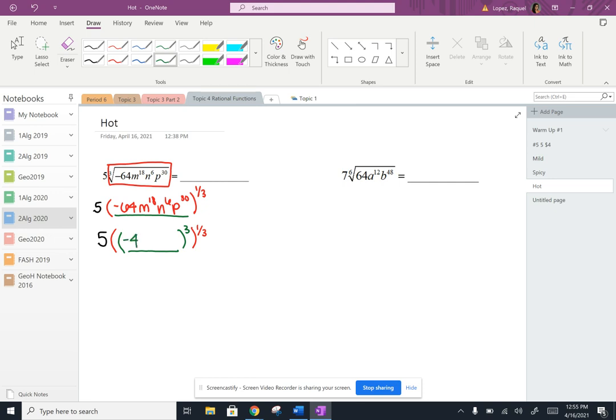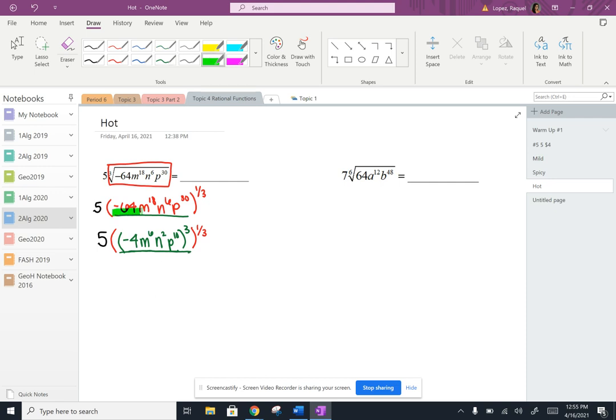So let's do that. And then what we can do is take the exponents of 18, 6, and 30 and divide all of those by 3. So m to the 18th, and we're taking 18 and dividing by 3, that's going to give us 6. The n to the 6th is going to get divided by 3, and we're going to be left with n squared. And then 30 divided by 3 is going to give us 10, so we're going to write p to the 10th. So everything that I've underlined in green is equivalent to each other.